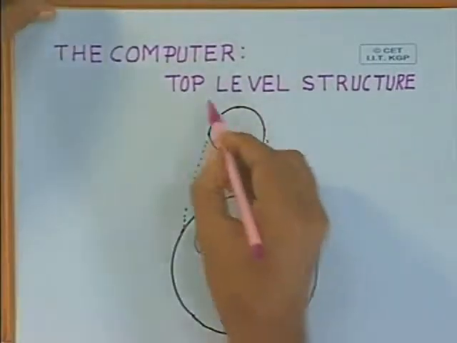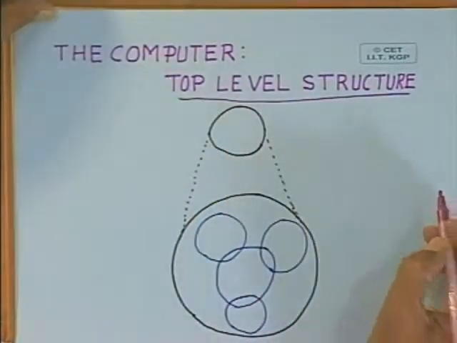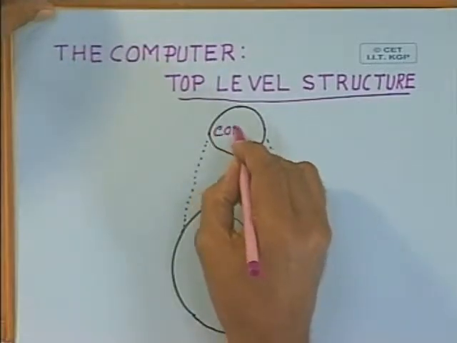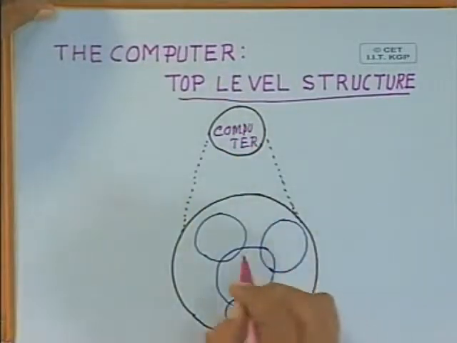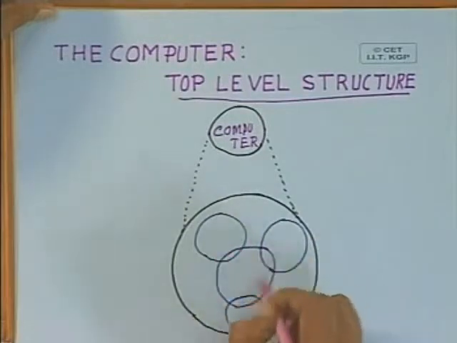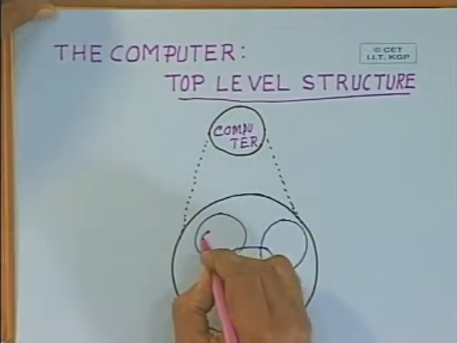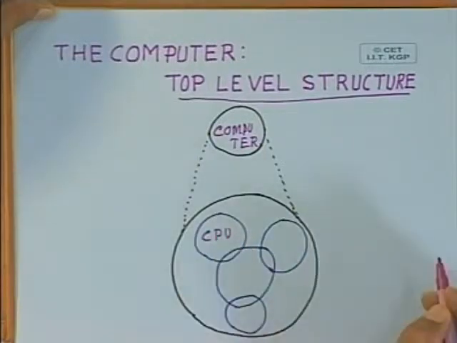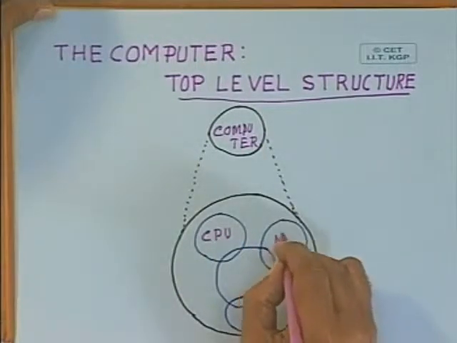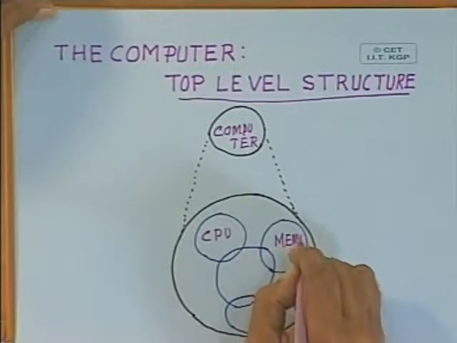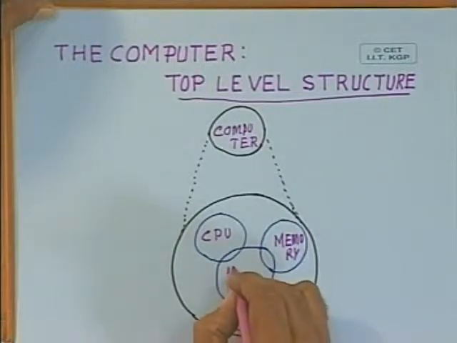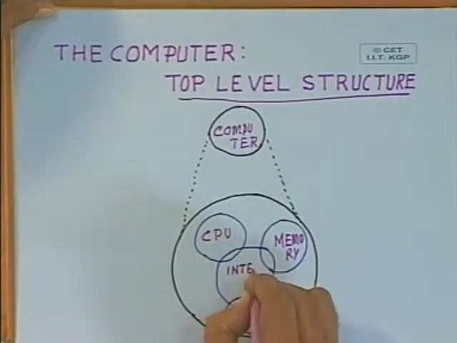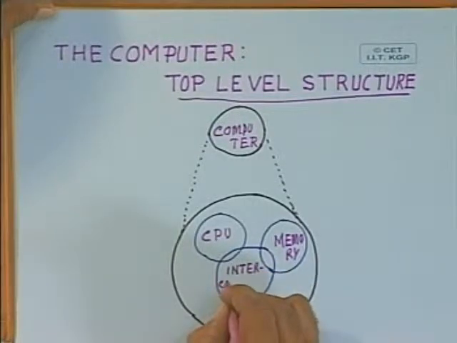Here is the top level structure of a general purpose computer. Here is your computer system. If you blow it up, you will find that inside the computer there are several subsystems like CPU, central processing unit, the memory devices, different types of I/O devices, input-output devices or peripherals, and then there should be some way to interconnect them. So there is some mechanism for interconnection.